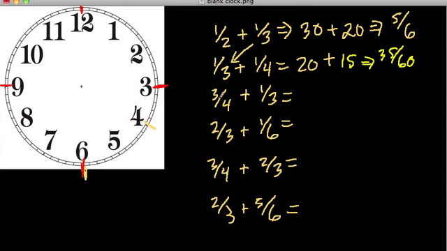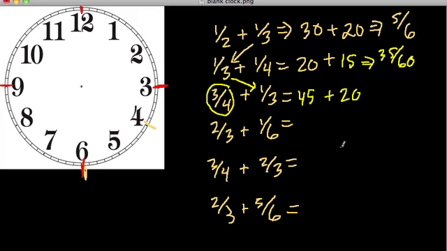So now we have 3/4 of an hour plus a third. So we have 1/3 again, and that's just 20 minutes. And 3/4 of an hour, remember, every fourth is 15 minutes, so now we can think of that as 15, 1/4. 2/4 is a half, 30 minutes, and 3/4 is 45 minutes.